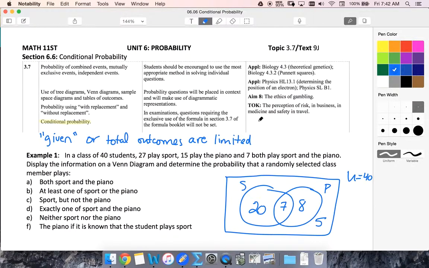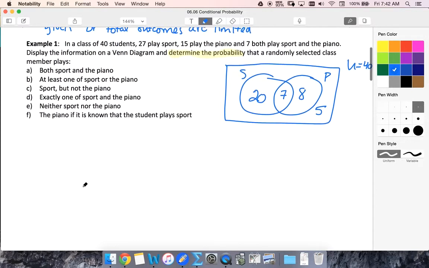All right, so determine the probability. Make sure we're reading our question. We were looking for probabilities here, not number of people, that a randomly selected class member plays both. Playing both, we could also write that as sport intersect piano, is 7 out of 40.